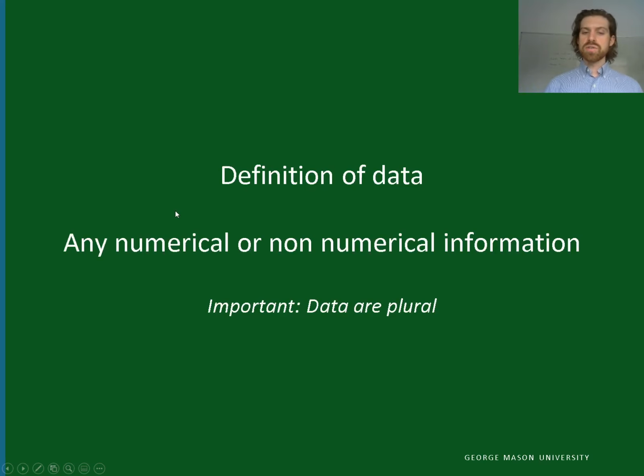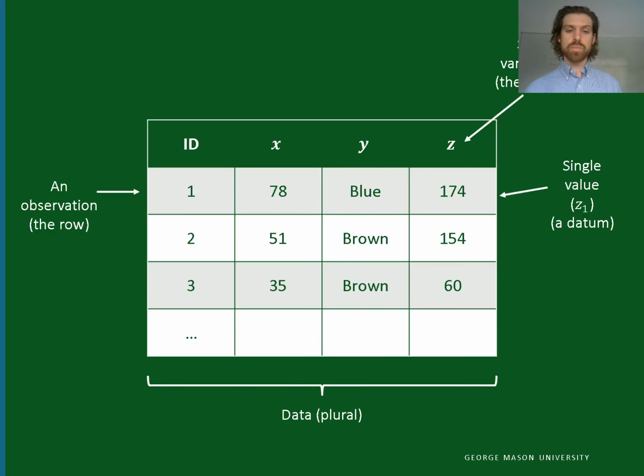So what's the definition of data? It's any numerical or non-numerical information. And as I emphasized before, data are plural. So this is important when you write in academic terms. Here I'm referring to data as all of the information that we have within our spreadsheet or data frame.